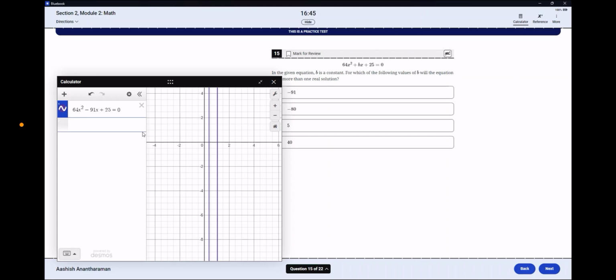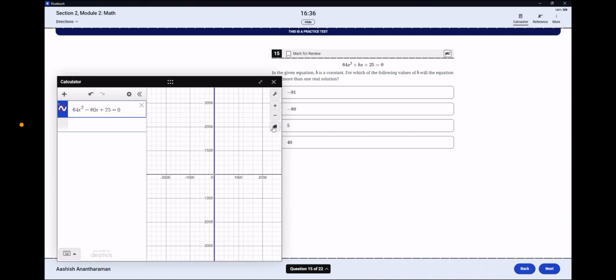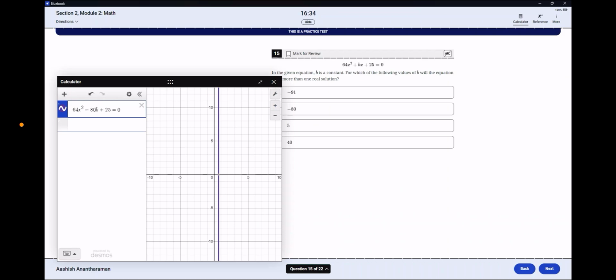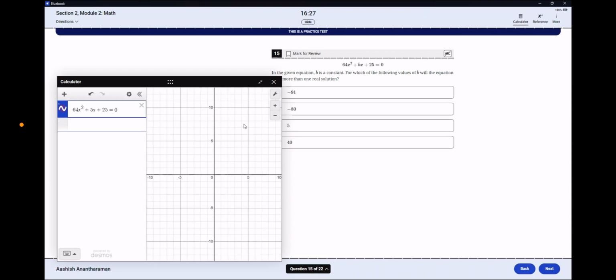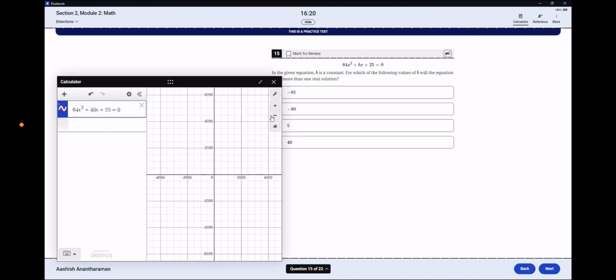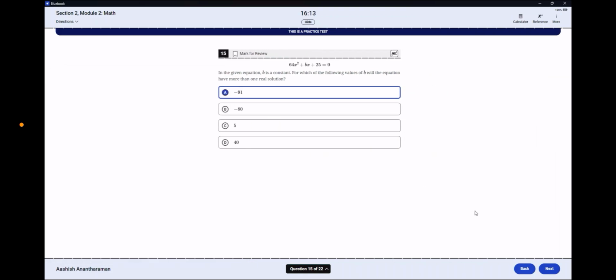Because you have 2 vertical lines, which means there are 2 solutions. Let's look at negative 80. This only has one solution. I'll zoom out just to make sure. Yeah, there's only one solution here. And let's look at 5. I'm not even sure if this has a solution. And let's look at 40. Again, I'm not sure if this has a solution. So the only one where we found more than one vertical line was A. So A is the correct answer.